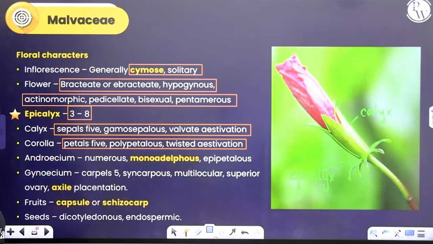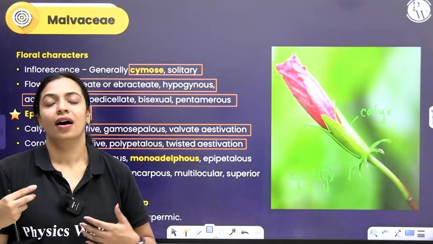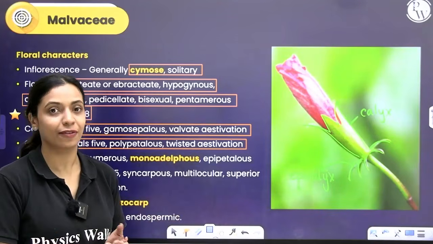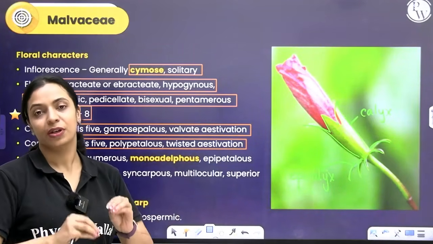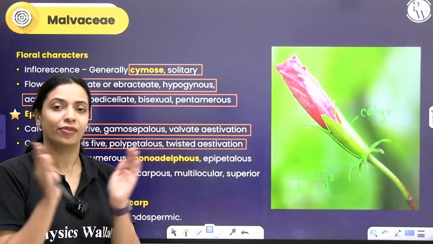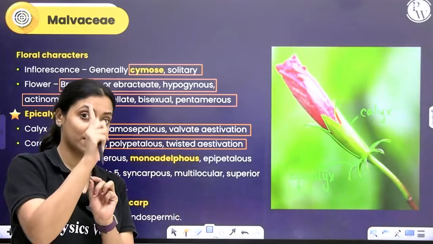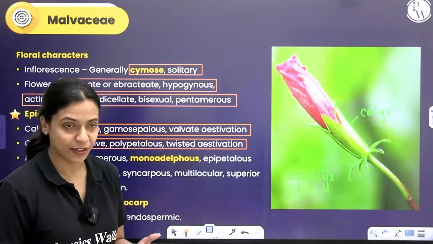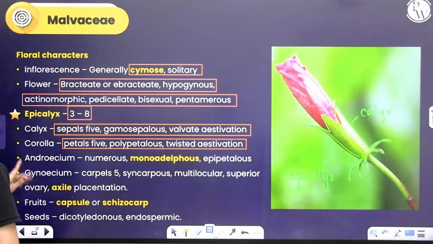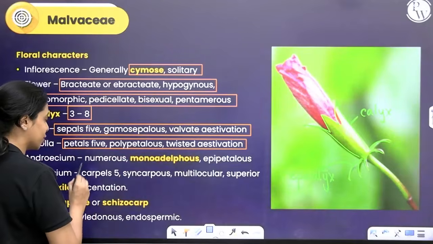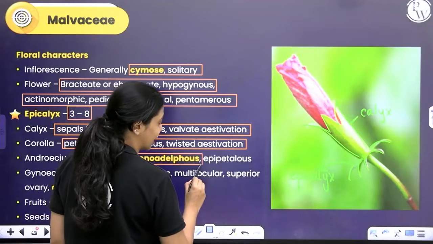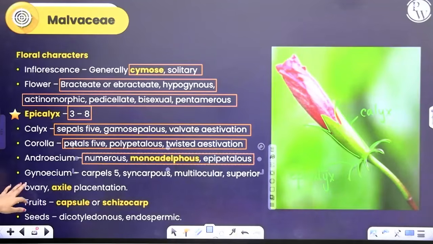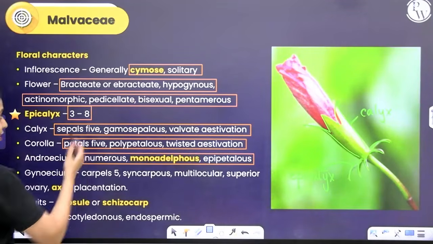Androecium, I'm sure all of you have seen the stamens in China rose plant. You know how it is an example for monoadelphous condition also. All of the filaments of the numerous stamens that you have fused to form one bundle, one tube within which the style will be present. The anthers will be free. So that is called monoadelphous condition. So androecium are numerous, many are there, you can't count them, and it shows monoadelphous condition and it may be epipetalous in some species.